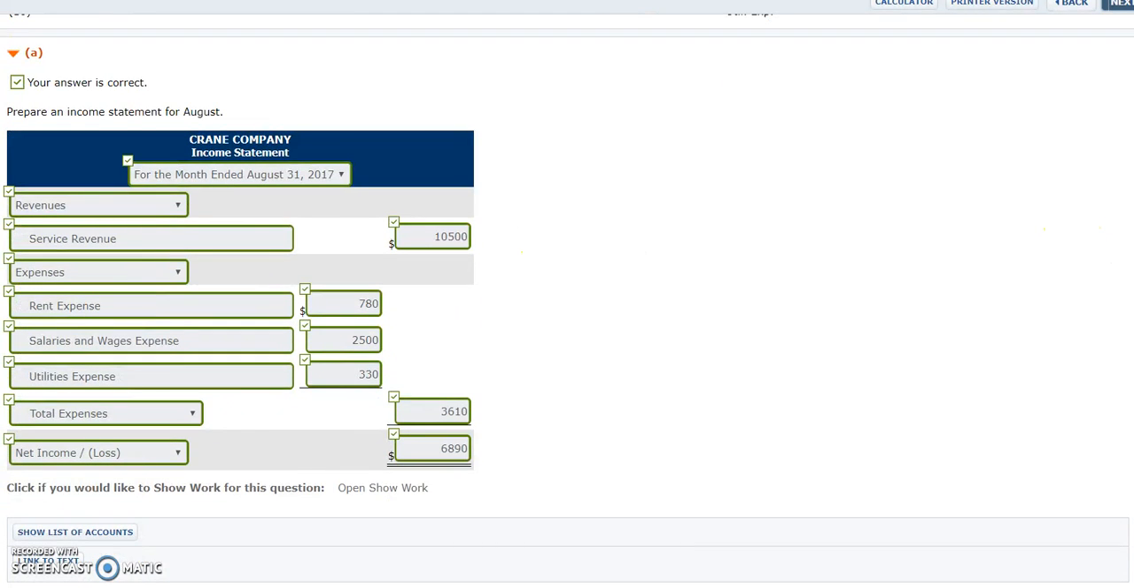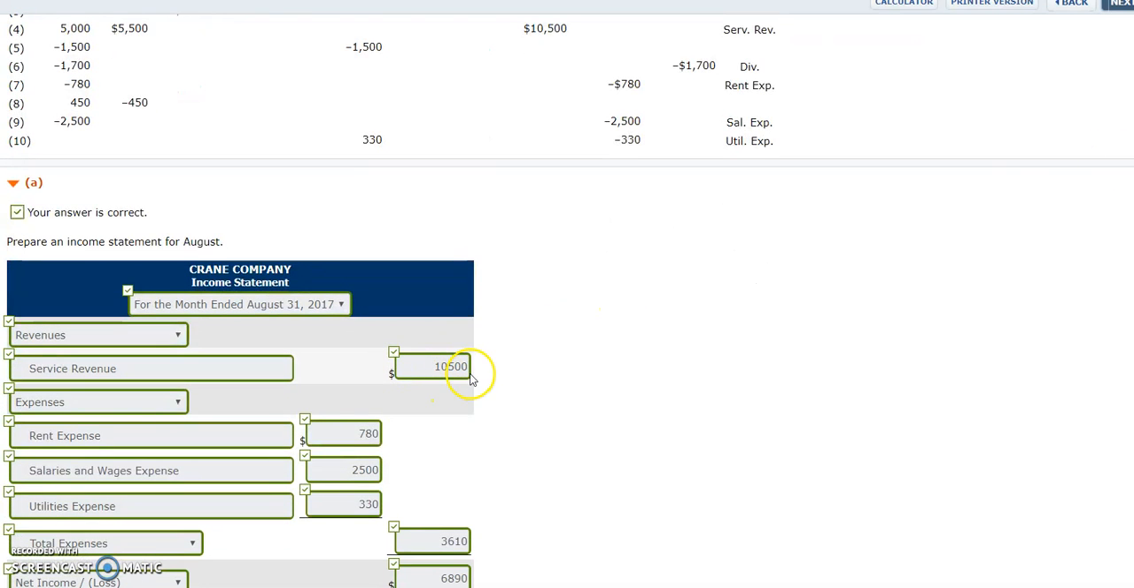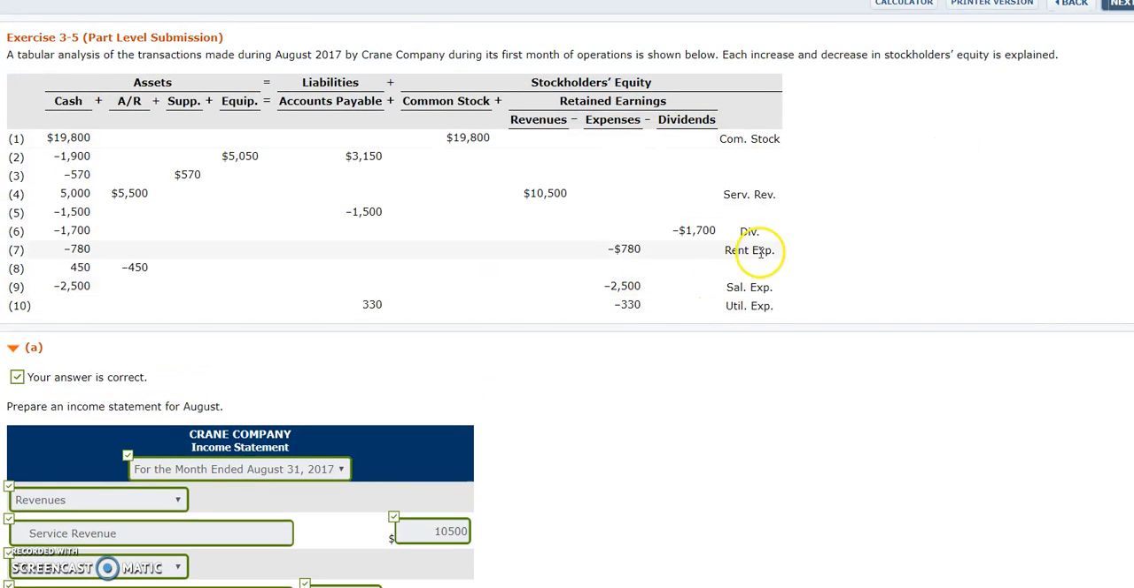First, on our income statement, we're going to choose revenues. And if we go up here, we will see revenues. If we come down, we only have one service revenue of $10,500. So I went ahead and plugged that in. And then next we go to expenses. If we go up here, we can see we have three expenses: rent expense, salary expense, and utility expense.